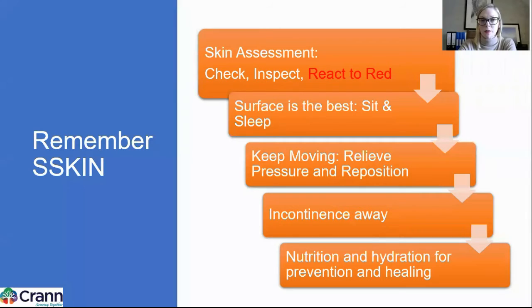So how do I prevent pressure ulcers? As I mentioned already, SSKIN. So you check, inspect and react to red. There's a little video I'm going to show you in a minute on how to do that. So that's your starting point.